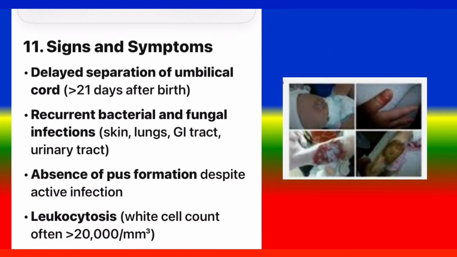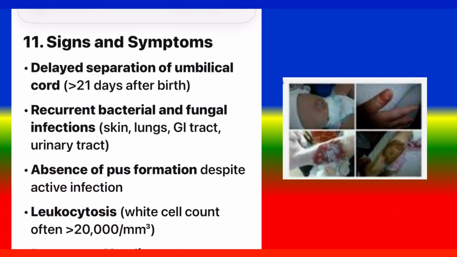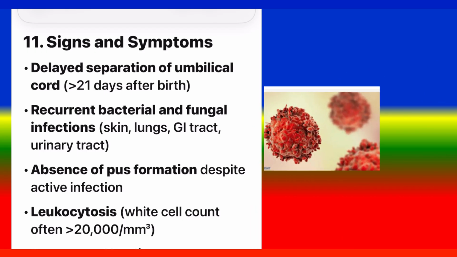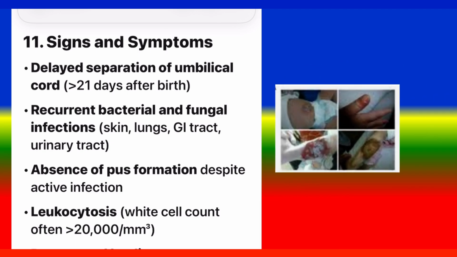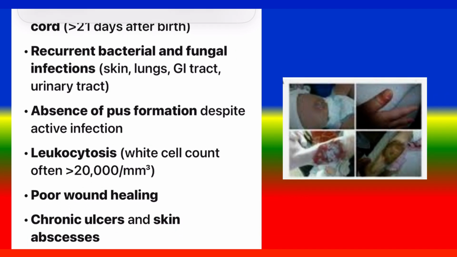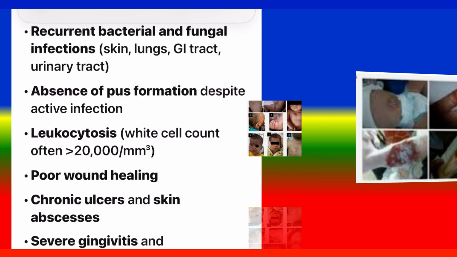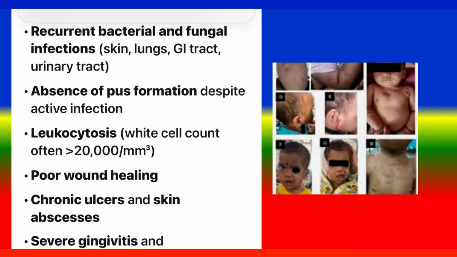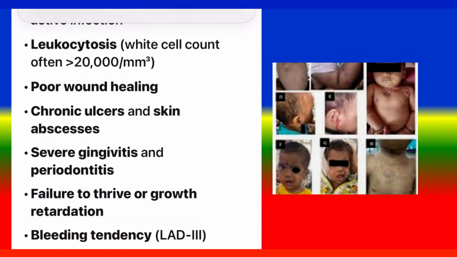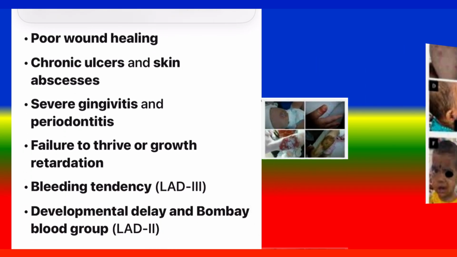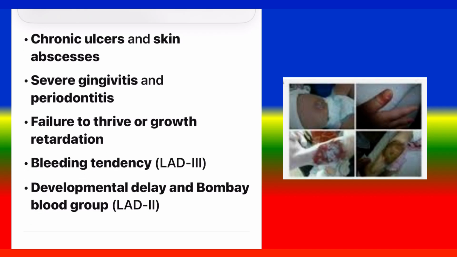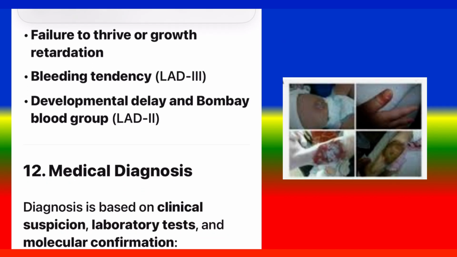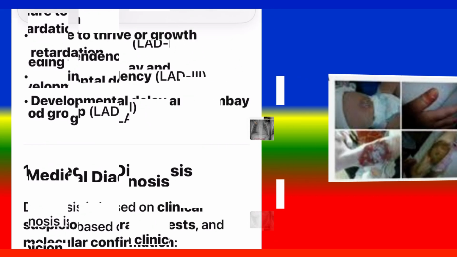Number 11. Signs and symptoms. Delayed separation of the umbilical cord, beyond 21 days after birth. Recurrent bacterial and fungal infections of the skin, lungs, GI tract, and urinary tract. Absence of pus formation despite active infection. Leukocytosis, white cell count often above 20,000 per mm3. Poor wound healing, chronic ulcers and skin abscesses. Severe gingivitis and periodontitis. Failure to thrive or growth retardation. Bleeding tendency, LAD-3. Developmental delay and Bombay blood group, LAD-2.